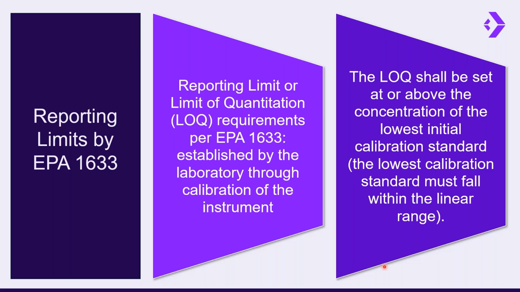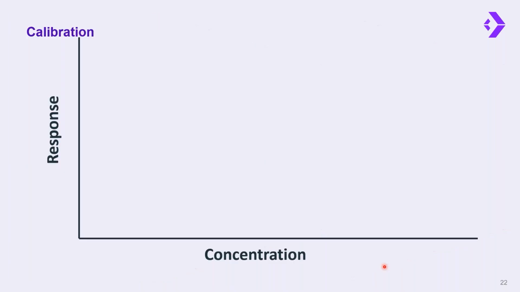So the reporting limits or limits of quantitation reported by the lab are the accurate detection limits, which are based on the lowest concentration standard used in the lab's calibration curve. These reporting limits have to be equal to or above the lowest concentration standard used in the lab's calibration curve. The lab has to demonstrate that they can see down that low and that they can accurately quantify down to this concentration.